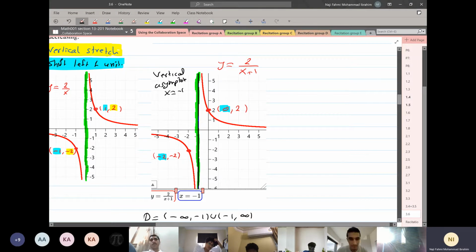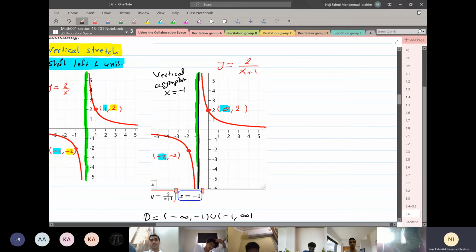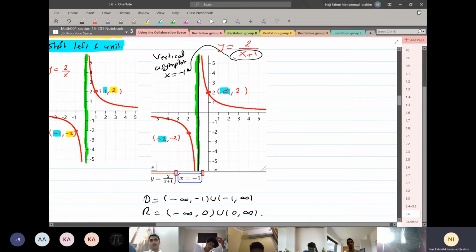Is there a relation between this equation and the 0 of the denominator? What makes my denominator equal to 0? -1. So can I give a rule now that the 0 of the denominator is the vertical asymptote? Yes, it is. Also, my domain will be all real numbers except the 0 of the denominator, and we all know this.